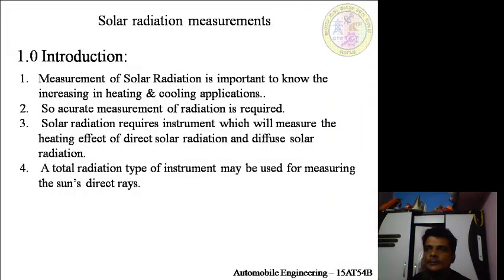Now, introduction. Measurement of solar radiation is very important because of the increase in the number of solar applications, so we need accurate data of solar radiation to predict the performance. To know the radiation, we require an instrument which measures the heating effect of direct as well as diffused radiation. So we are classifying the measuring instruments into two types. One is pyrheliometer and the second one is pyranometer.